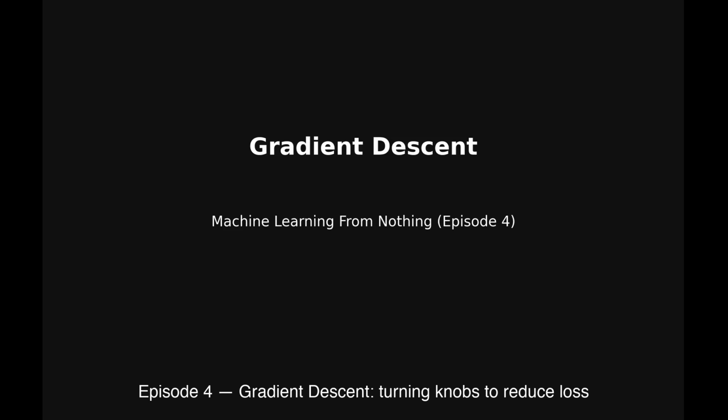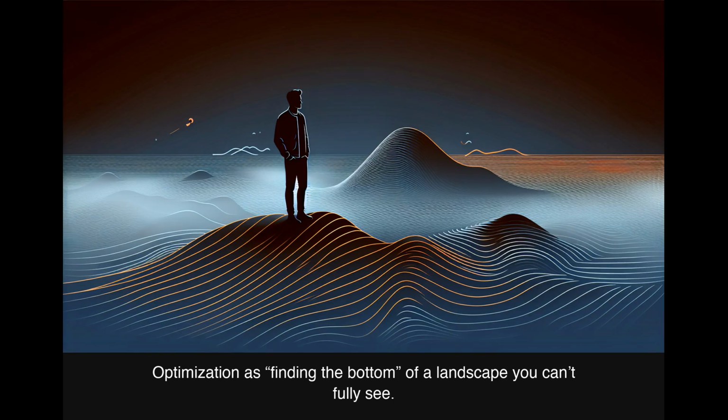We have a model with knobs, and we have a loss that scores how bad the model is. Now comes the only remaining question. How do you actually turn the knobs to make the loss smaller, without guessing, without magic, and without trying every possibility? Imagine trying to find the lowest point in a foggy landscape. You cannot see the whole terrain, only what happens right where you stand. Random wandering sometimes works, but it is slow and unreliable. We want a rule that uses local information to decide a direction that is guaranteed to reduce the loss, at least for a small step.